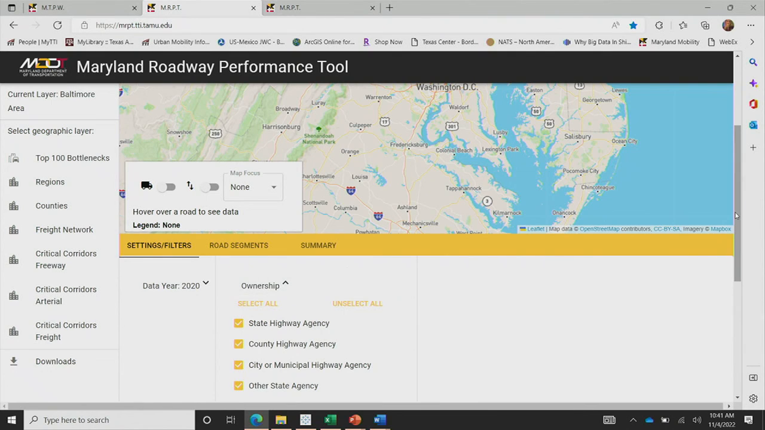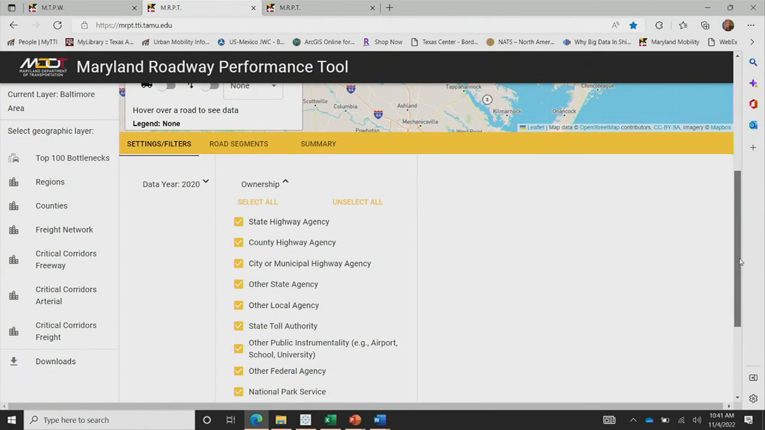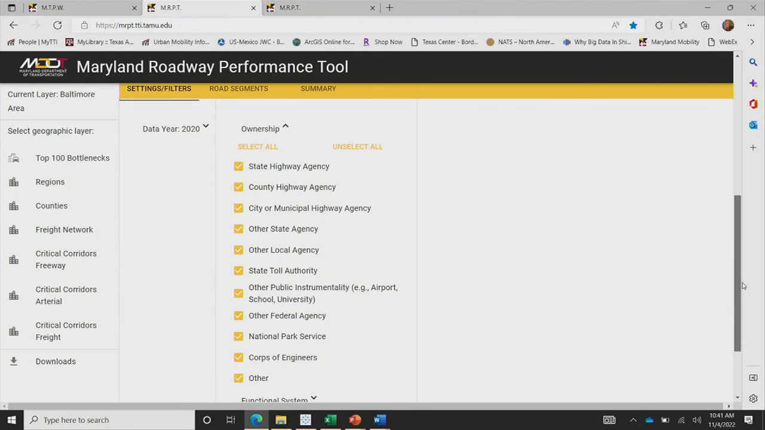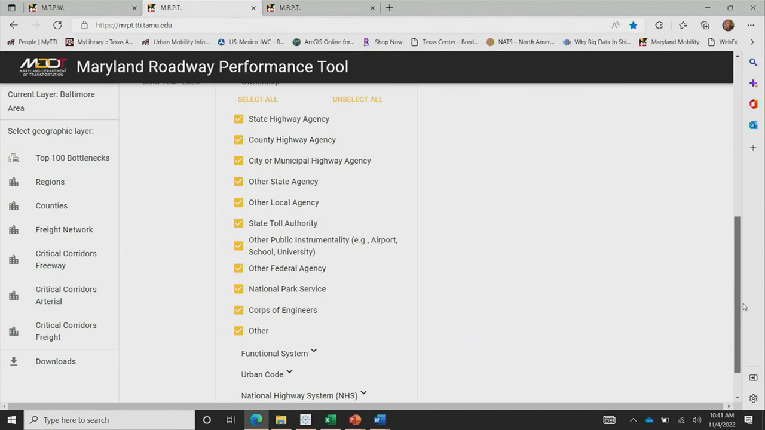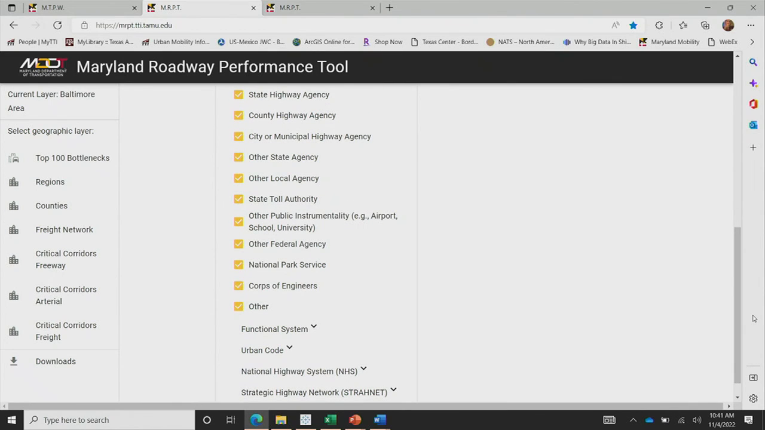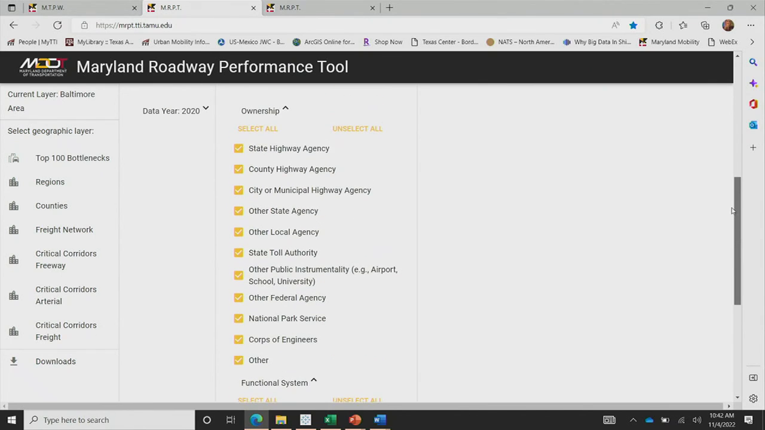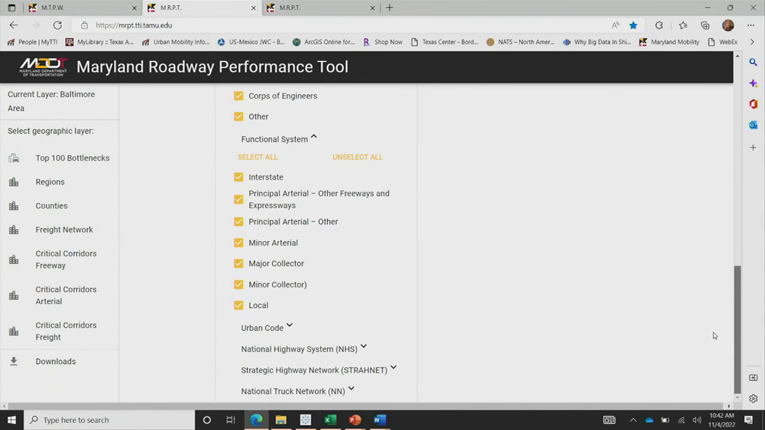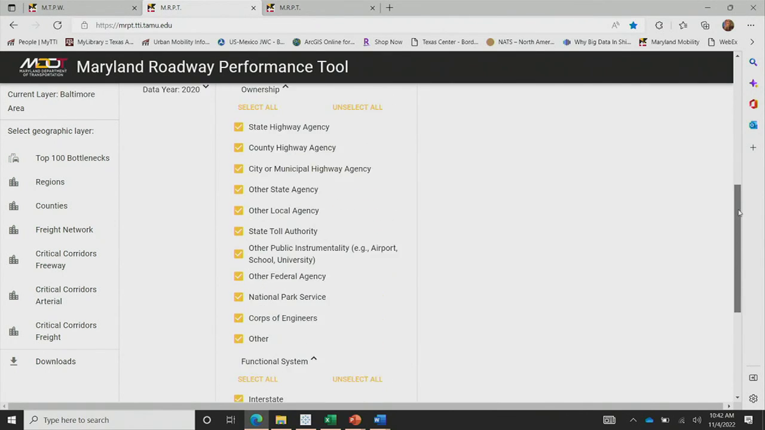So all of these different options, state highway, county, other state agency, toll authority, national parks, Corps of Engineers, whatever it is, you can show just those segments. And so these aren't just the bottlenecks, these are all segments. So I'm into the all segment portion of the resource. You can sort it by functional class. You can sort it by one thing like ownership and then functional class, urban code, national highway system, STRANET, and then the old national truck network.